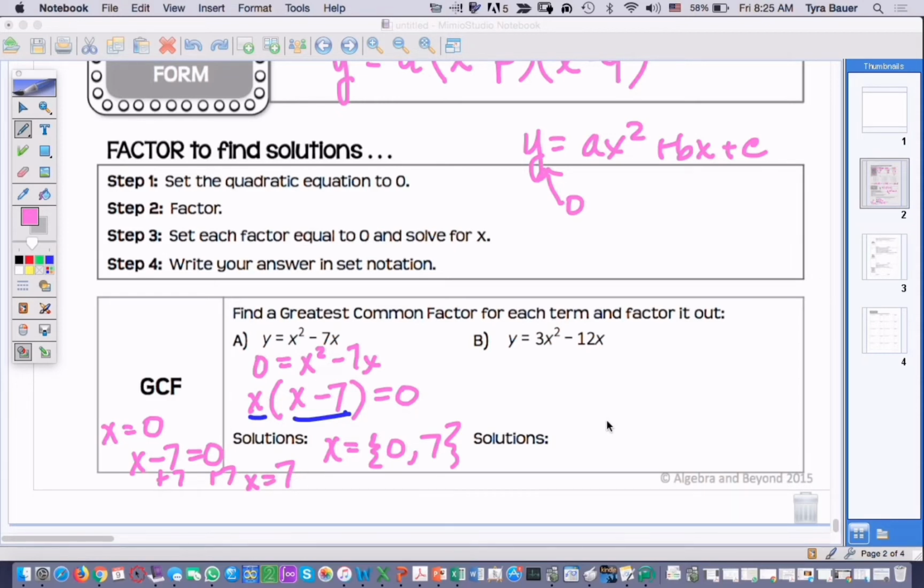Wait, how would you check it in your calculator? Would you graph it? You can graph the original function and see where it crosses the x-axis. Oh, okay. Just like we saw the graphs up there, right?